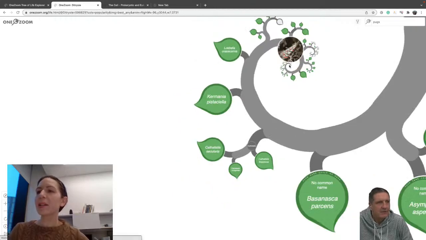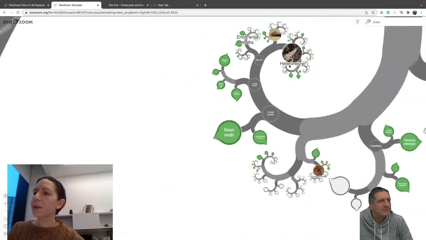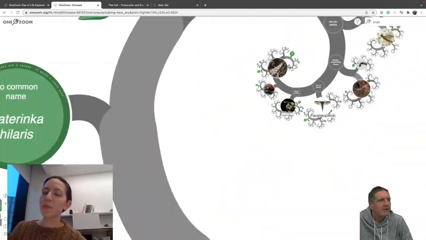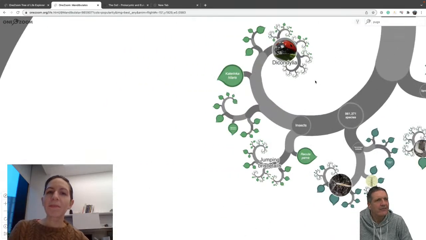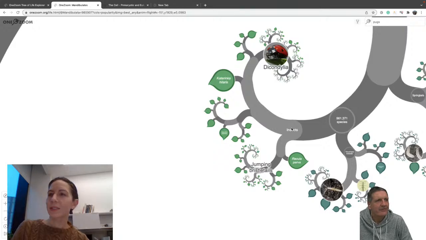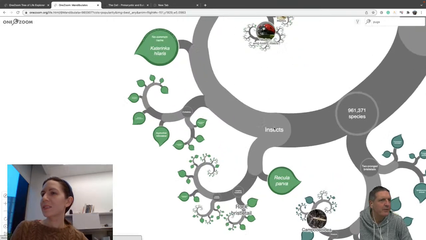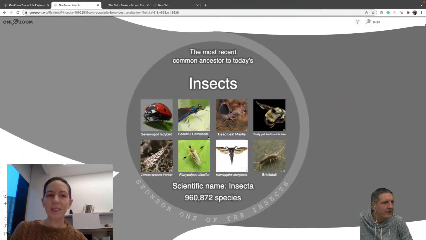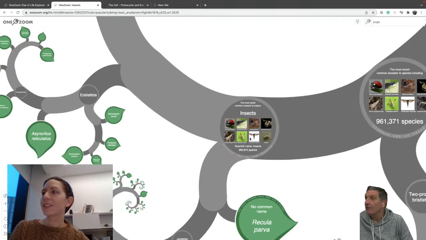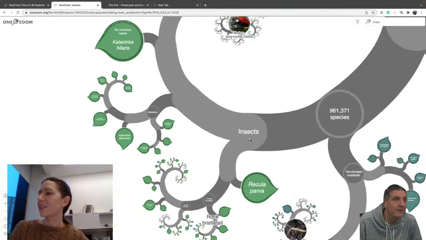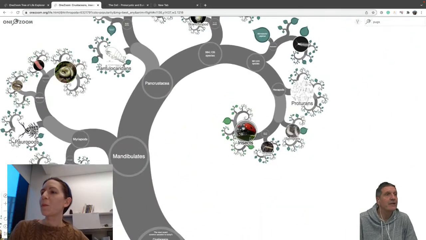The common pug is a moth of the family Geometridae. So it's a type of moth that we ended up going to. I saw the branch of insects here. Insects should be about a million species or something like that, right? Yeah, close to a million. So we went down that path. That was a very good one, actually, Frank.